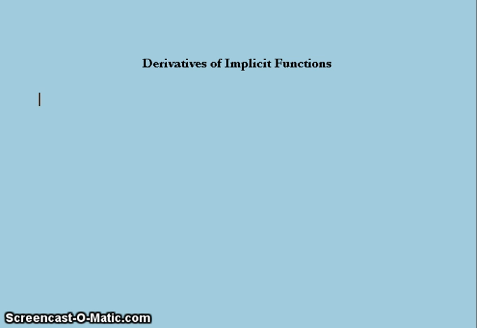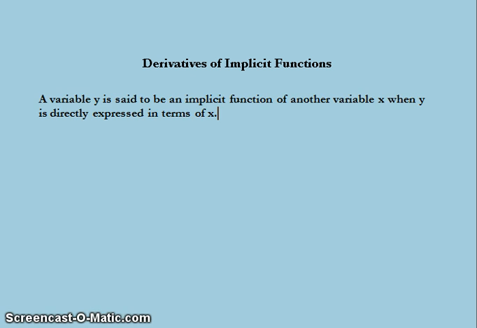Before finding the derivative of an implicit function, first let us define what an implicit function is. A variable, let's say y, is said to be an explicit function of another variable x when y is expressed directly in terms of x. That is, y alone is on the left hand side of the equation and terms containing x and other constants are on the right hand side.